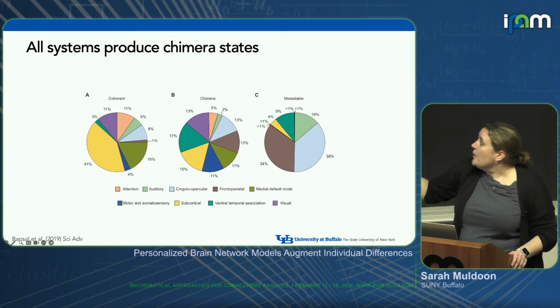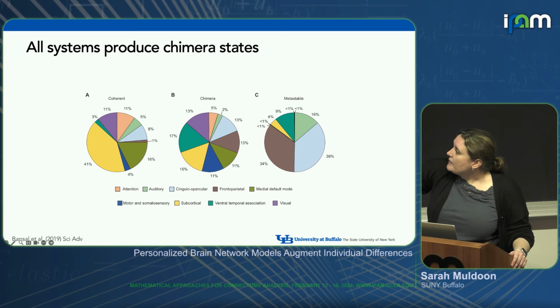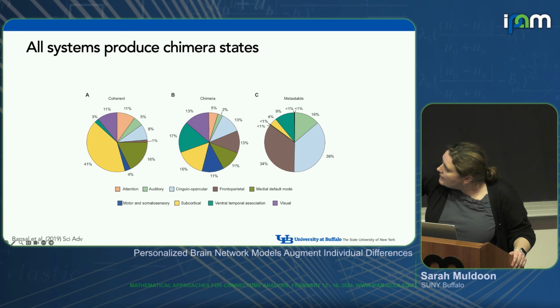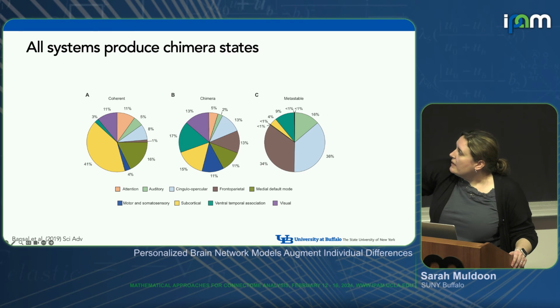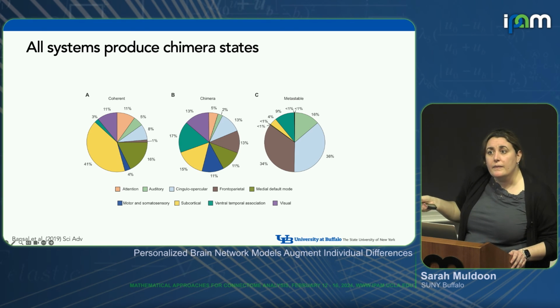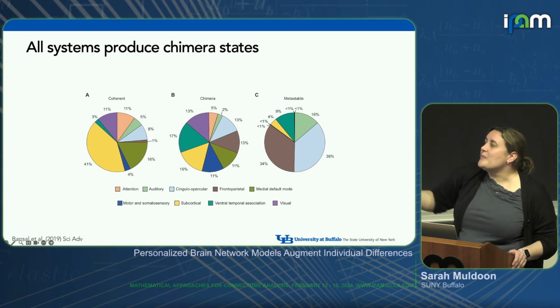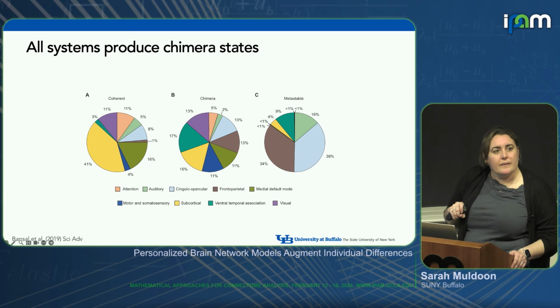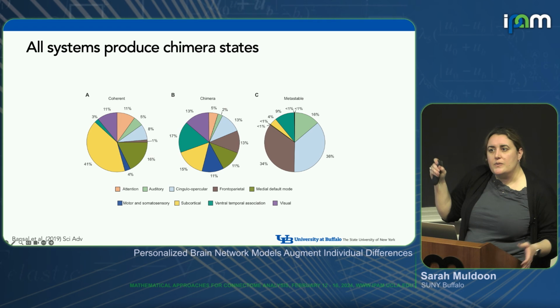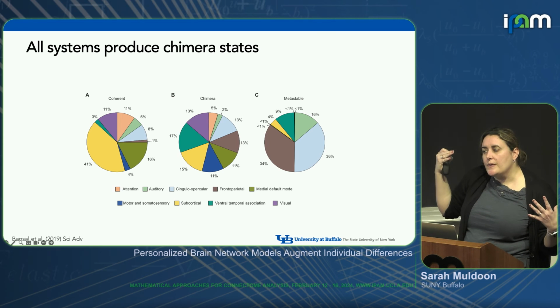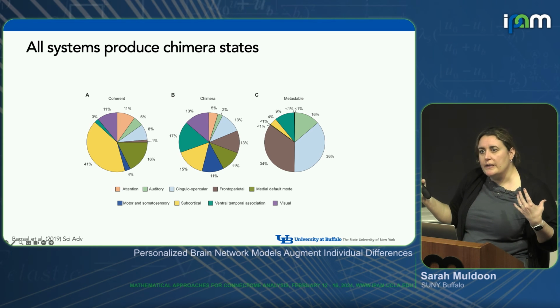Okay, so we went through, and you can see this is looking at what percent of the network produced a coherent state, chimera, or metastable state. So these subcortical regions here are driving the coherent states. The metastable states are driven by the cingulopercular network. Okay, for chimera, it's much more evenly distributed. Okay, all of these regions and all these cognitive networks are capable of putting the brain into one of these chimera states.